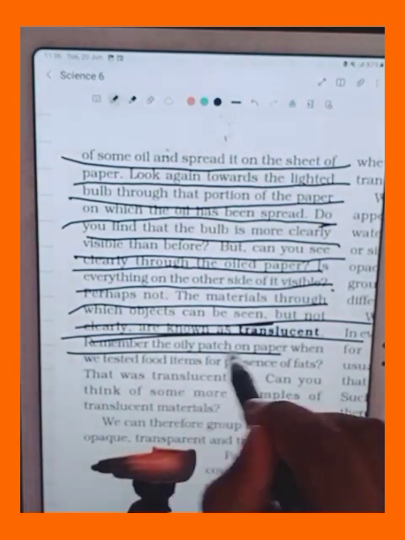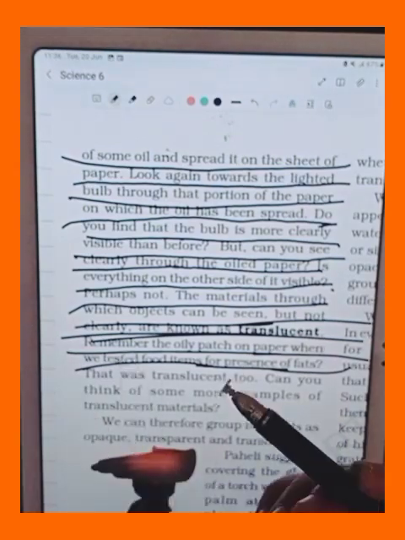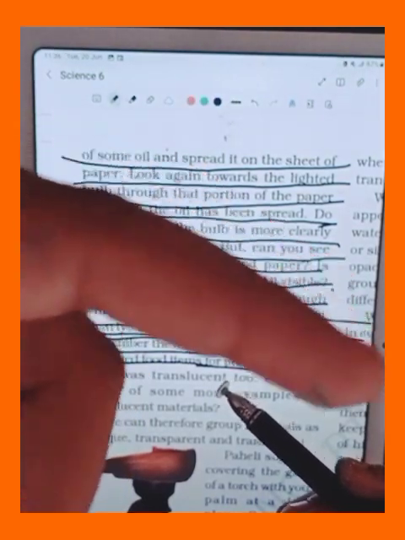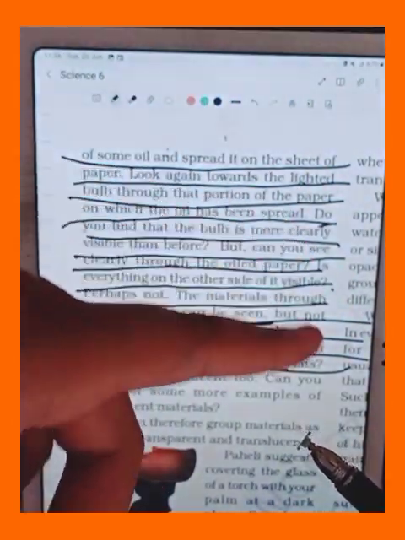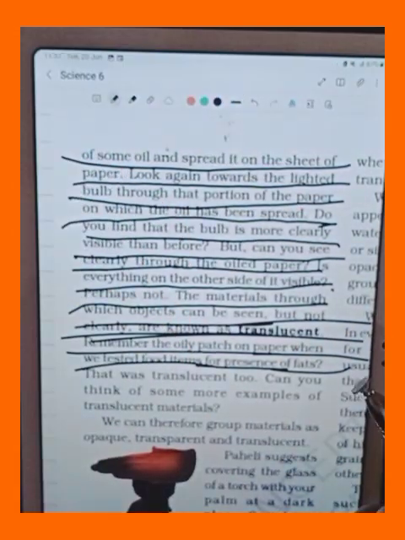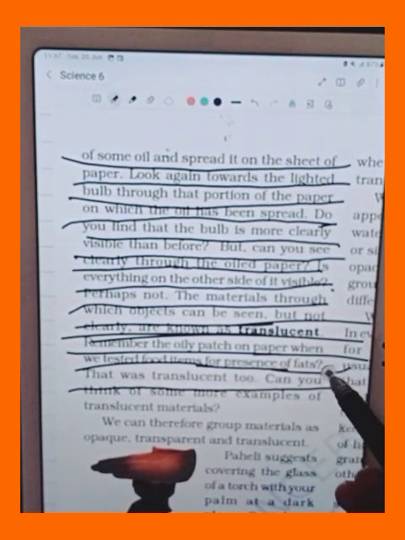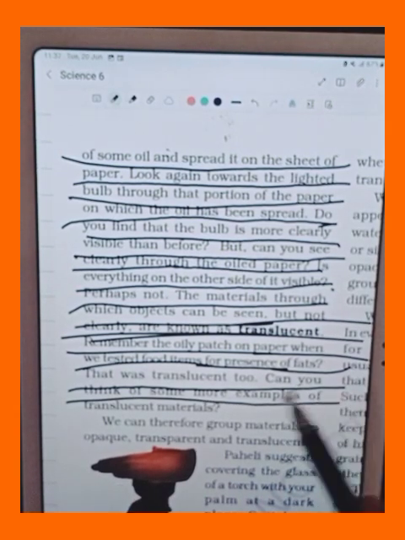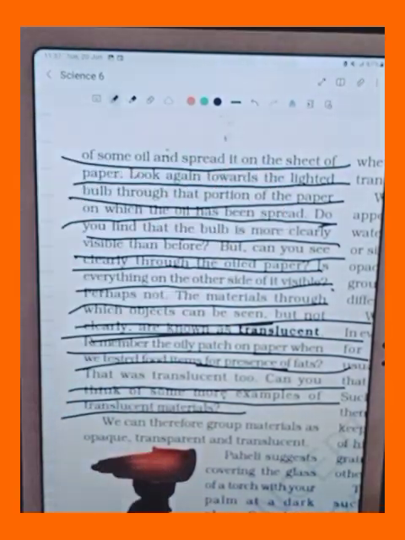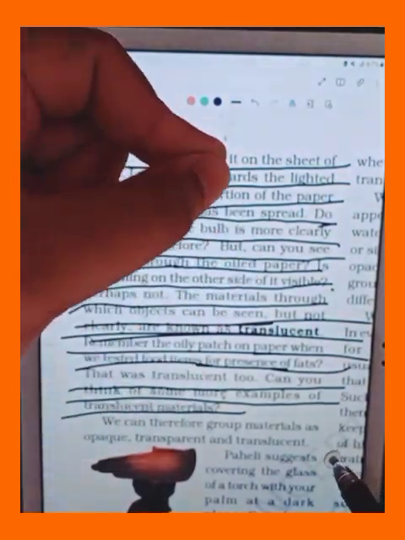Remember the oily patch on paper when we tested food items for traces of fats. I told you in the previous chapter that when food contains fats, it makes the paper oily. That is a test of fats. The word is translucent. Can you think of some more examples of translucent materials? Like butter paper, or tissue paper, a thin tissue paper.